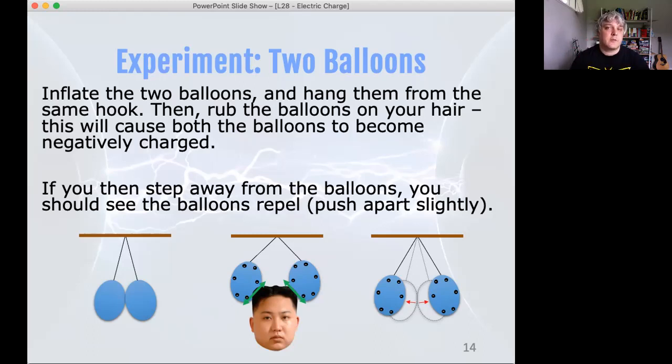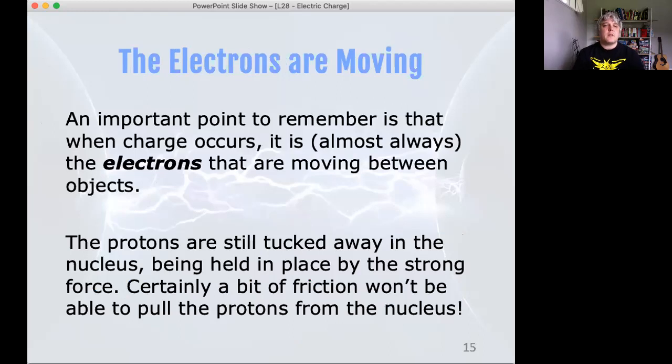This works because balloons are very light, right? They have very low mass, very low force due to gravity. And so giving them even a small charge is enough to repel them and push them away because you don't need a great force to overcome that weight force. So that's a fun little experiment that you can certainly do at home.